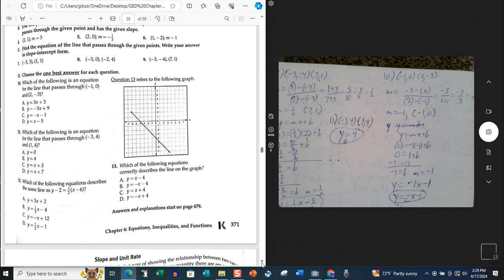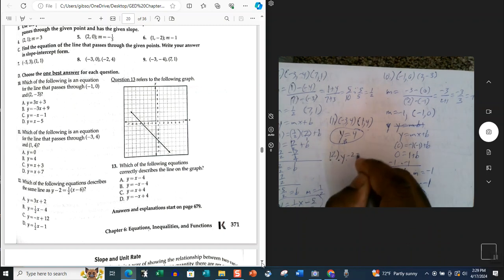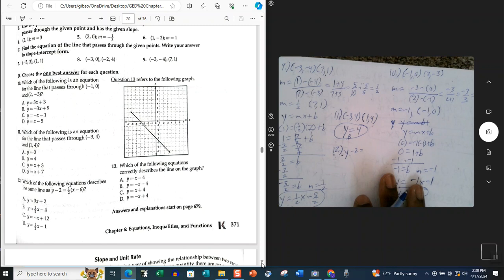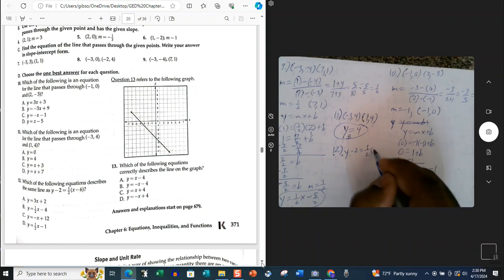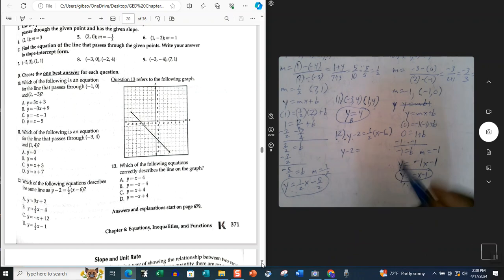So now we come to number 12. It says, which of the following equations describe the same line as y minus 2 is equal to 1/2 times x minus 6. So basically, if you look at your answer choices for number 12, you see that they're in y equals mx plus b form, or y-intercept form. And this right here is in point slope form. So we have to go through and change this.